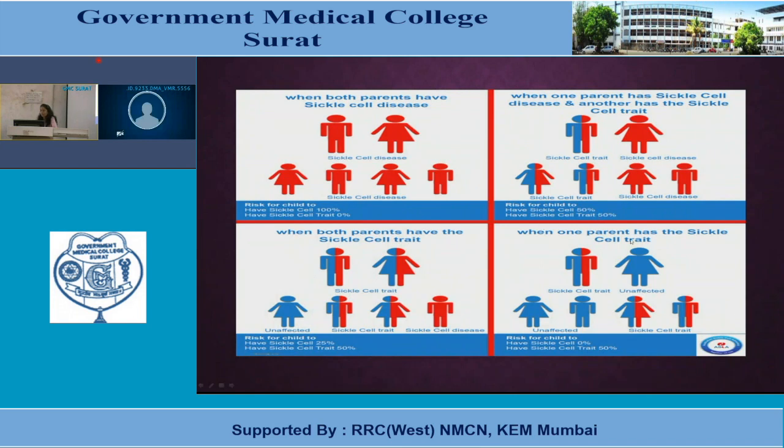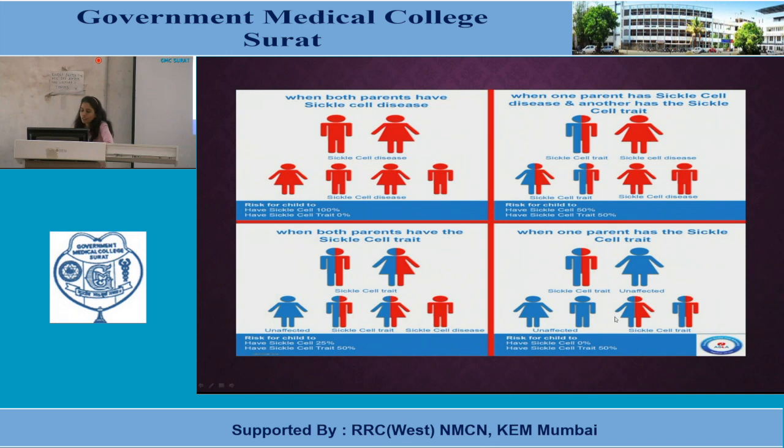Then when one parent has sickle cell trait and the other is unaffected, there is a 50% chance of an unaffected normal baby and a 50% chance of sickle cell trait. But no one has any manifestation of sickle cell anemia. So we are trying to shift our side from sickle cell trait to unaffected. That's why matrimonial sickle cell status is very important.